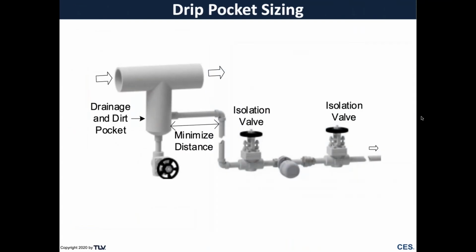We also like to see a drop down to a trap. A lot of times we'll see people take that D2 dimension and just go straight into the trap. But traps actually work better when they have a water seal on them, and you get a better reliability and life if you have a drop down to the trap. So we always recommend that.